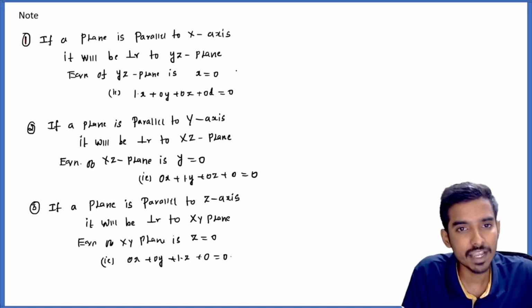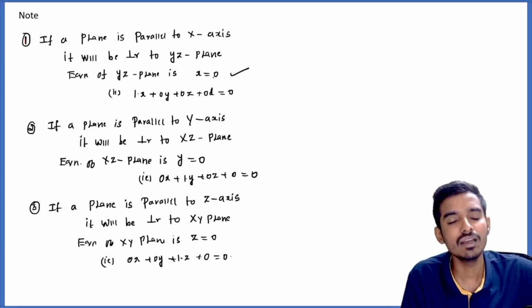So whenever a plane is parallel to the x-axis, it will be perpendicular to the yz plane. What is the equation of the yz plane? It is x equal to 0. So you can see which is missing. x is missing. That means x is equal to 0.